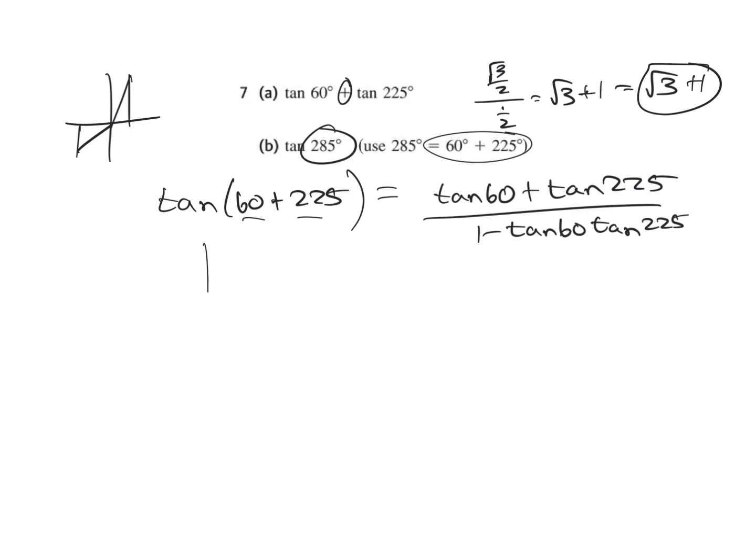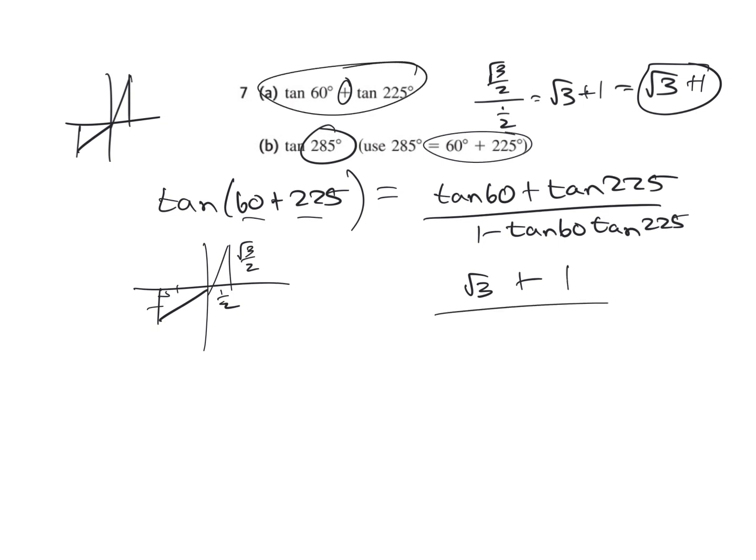Okay, so now what do we have? At 60 degrees, our tangent is square root of 3 over 2 over 1/2, which is square root of 3. The tangent at 225, that's a 45-degree reference, is 1, which is why they gave us that up there. And 1 minus the tangent of 60 times the tangent of 225, we get square root of 3 plus 1 all over 1 minus the square root of 3.